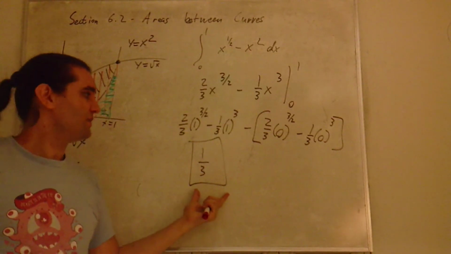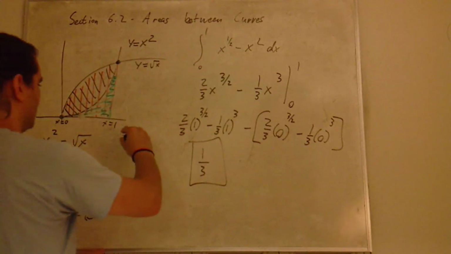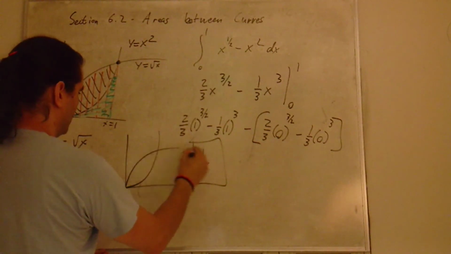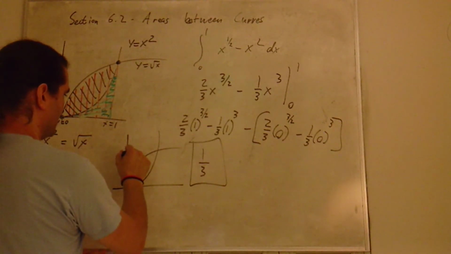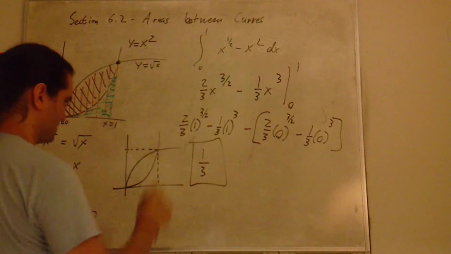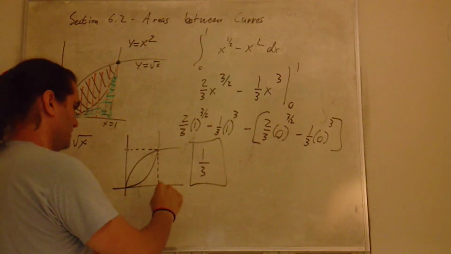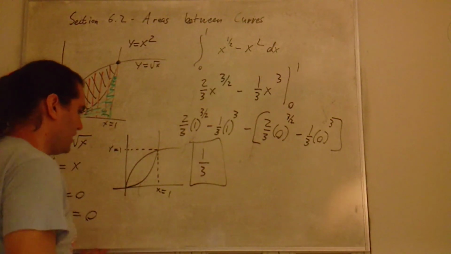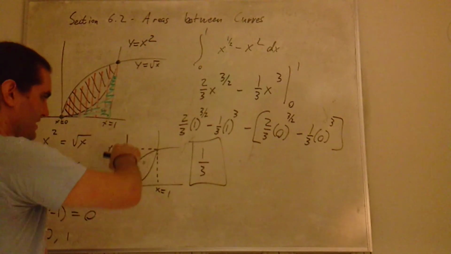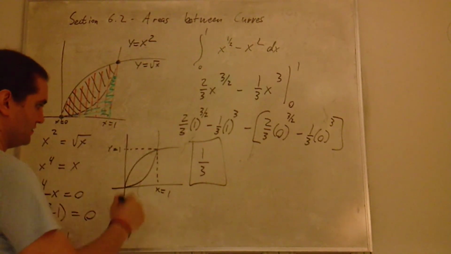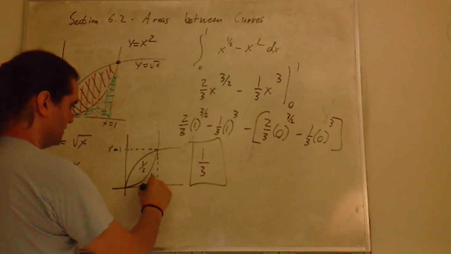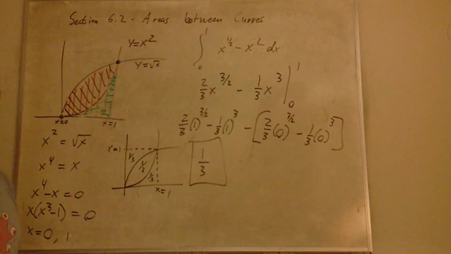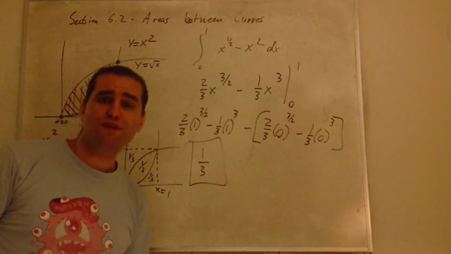One of the reasons I really like this problem is because it illustrates that these two functions perfectly split this box into 3 parts. This is the x equals 1, y equals 1 box. This box has exactly 1 square unit of area, and this is 1/3, and this is 1/3, and this is 1/3. These two functions perfectly split this into 3 equal sized pieces. And I think that's really cool.